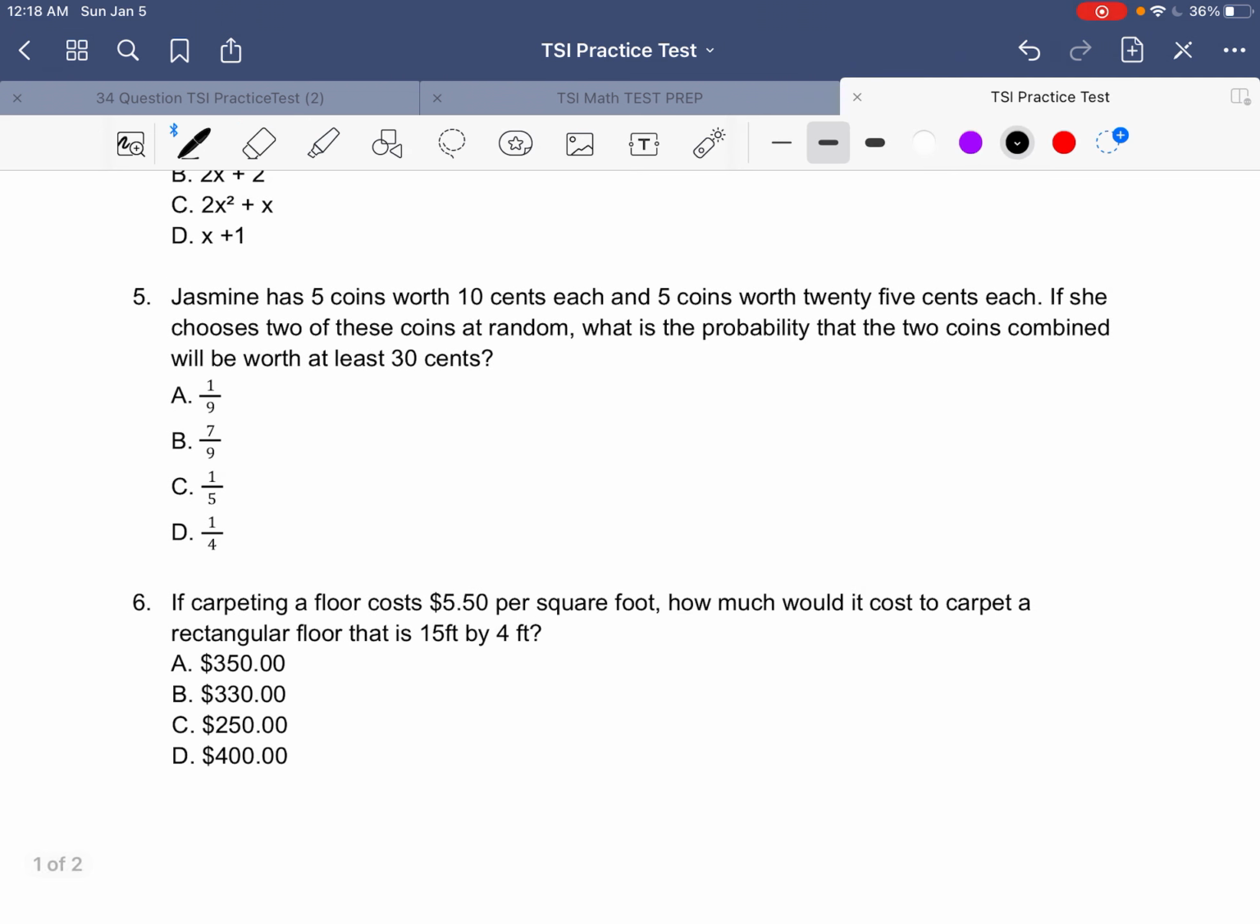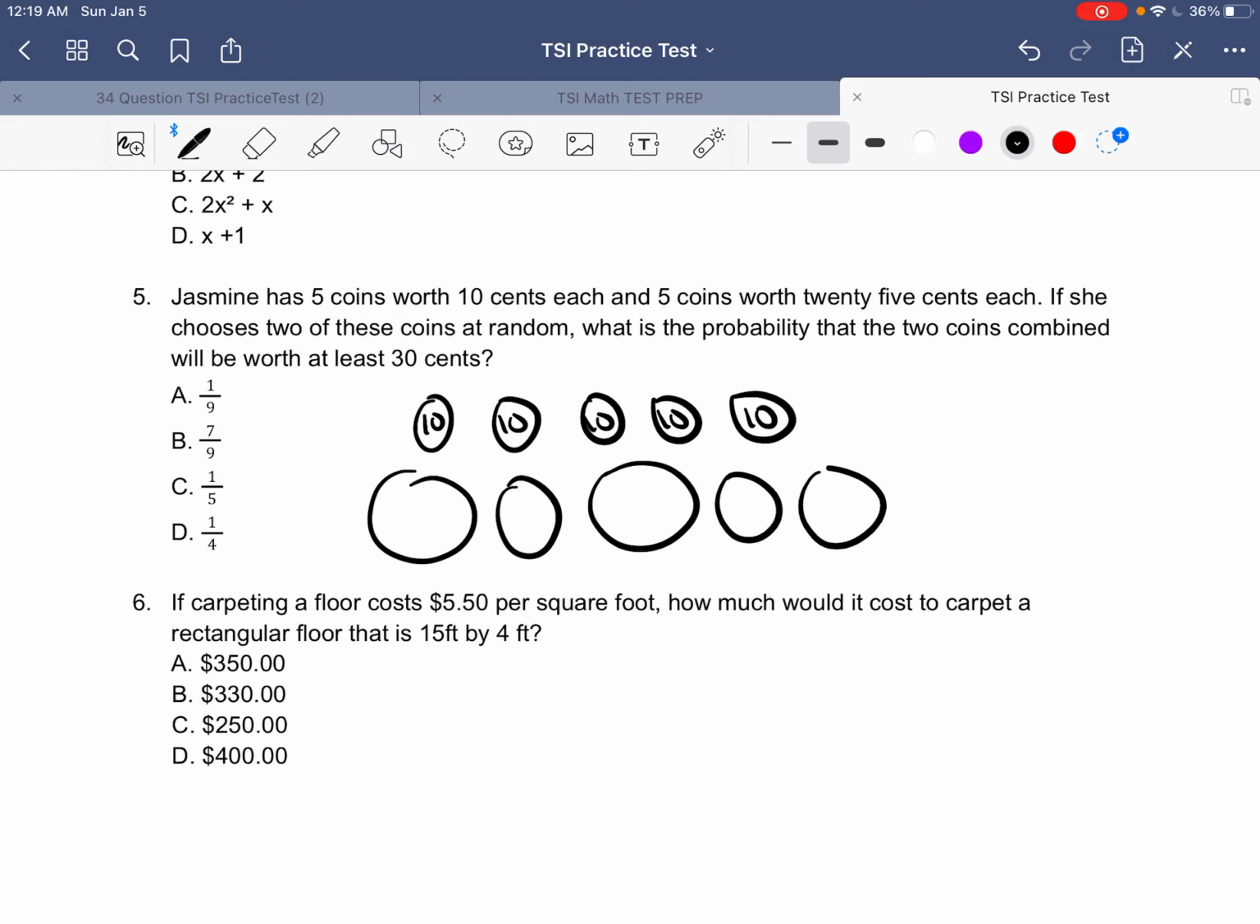Jasmine has 5 coins worth 10 cents each and 5 coins worth 25 cents each. If she chooses 2 of these coins at random, what is the probability that the 2 coins combined will be worth at least 30 cents? So if you've seen my other videos, you know that I like to draw a picture. So 5 coins worth 10 cents, and then 5 coins worth 25 cents. And these are huge quarters. I don't know why I'm drawing them so large.